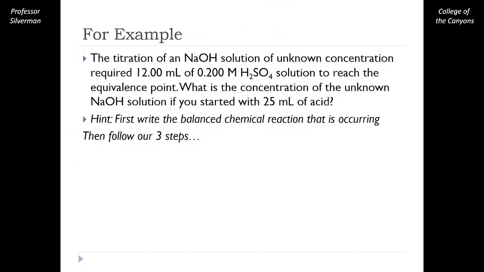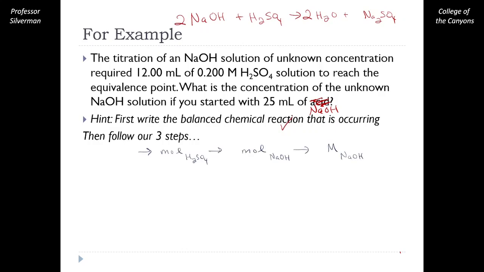Here's what these problems might look like. If you have sodium hydroxide and you don't know its concentration, but you react it with 12 milliliters of 0.2 molar sulfuric acid, we can figure out the concentration of that NaOH, knowing that we started with 25 milliliters of, not acid here, NaOH. Sorry for that typo. We can start by writing our balanced reaction.